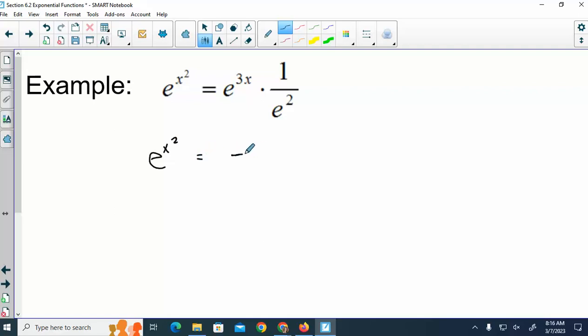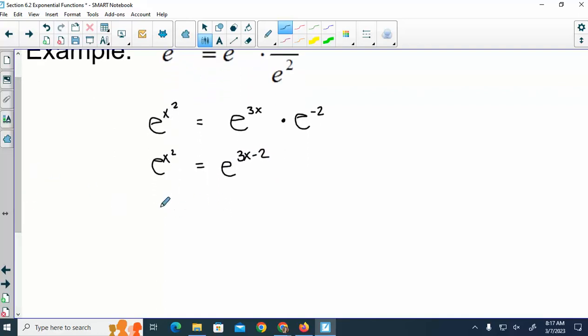So we have e to the x squared equals e to the 3x times... Okay, I'm trying to get a base of e. How would I rewrite 1 over e squared? Yeah, that's e to the -2. We know negative exponents change forms. And so then if we are multiplying those e's, we add our exponents. So now we can set the exponents equal to one another.